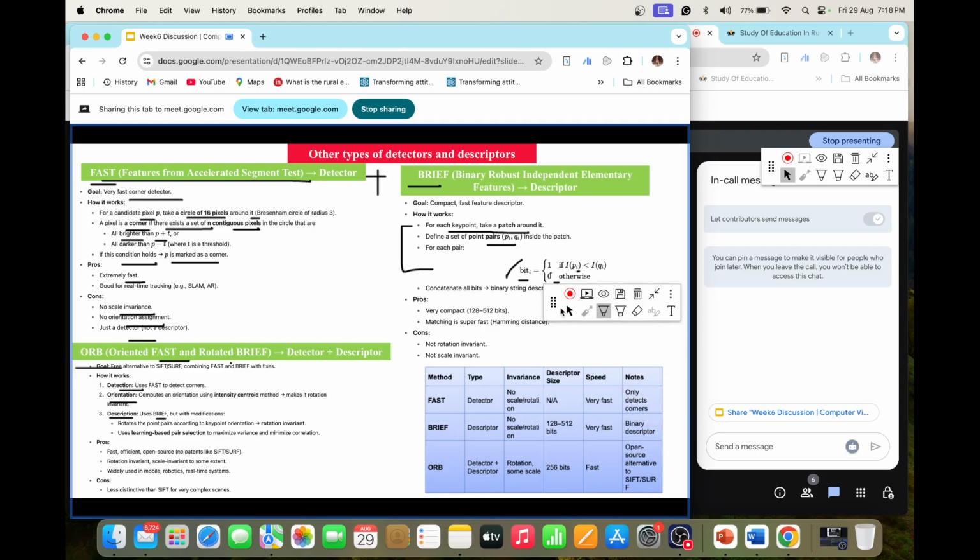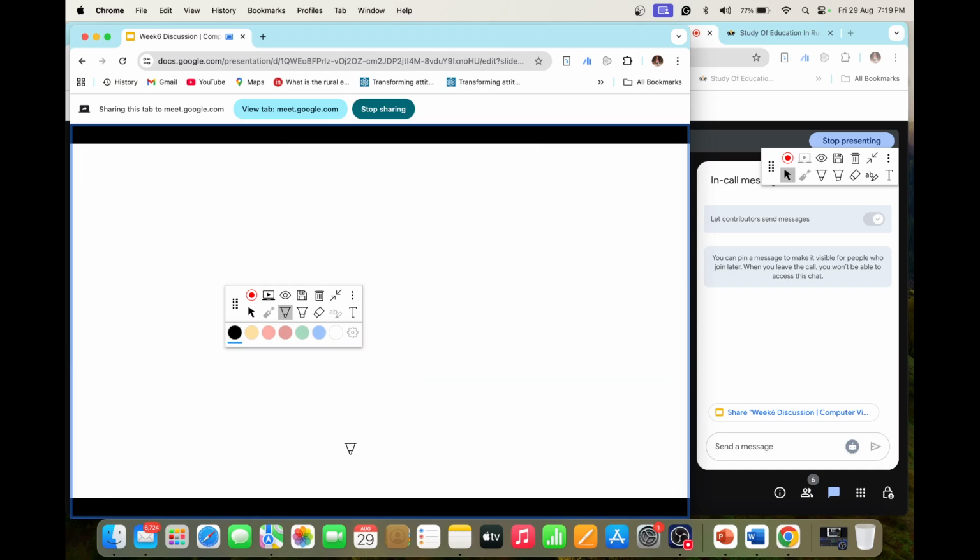Here also I have given the difference between these three methods. FAST is a detector, BRIEF is a descriptor, and ORB is both detector and descriptor. You can see the invariance: no scale or rotation here, rotation and some scale there, and other things you can see over here. This presentation I will give you, and you can read the theory part.